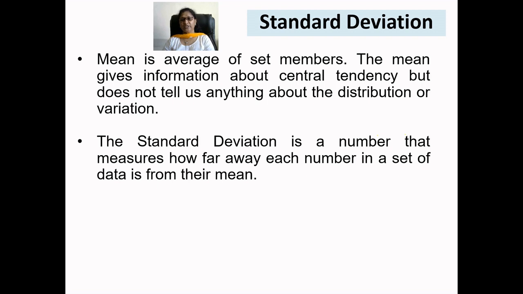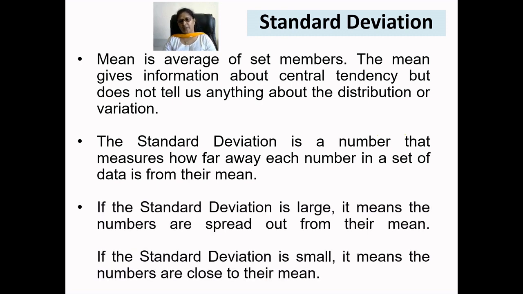And the standard deviation is a number that measures how far away each number in the set is from the center, that is, from the mean. We just learned that central tendency helps you find out where most of the data is lying, and standard deviation helps us find out how far away each number in the set is from the mean. When the standard deviation is large, it means the spread of numbers is large. And when it is small, most of the numbers are closer to their mean.